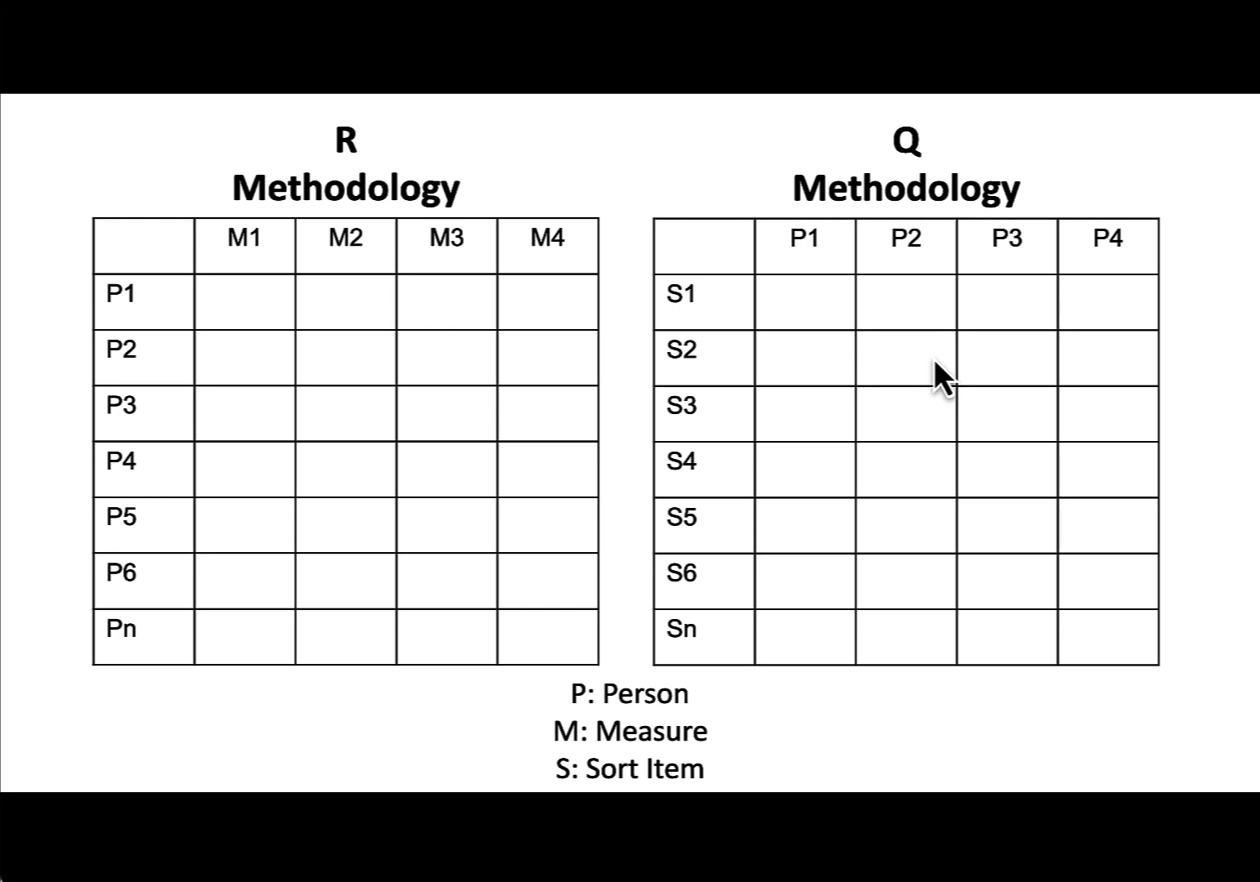And the result will be a very similar kind of analysis where we're going to see how many different clusters of people seem to be sorting these statements in similar ways. So you wind up with clusters of people that we then need to try to figure out how we can describe, what their viewpoints are. All right, so that's the fundamental difference between an R methodology use of factor analysis and a Q methodology use of factor analysis.